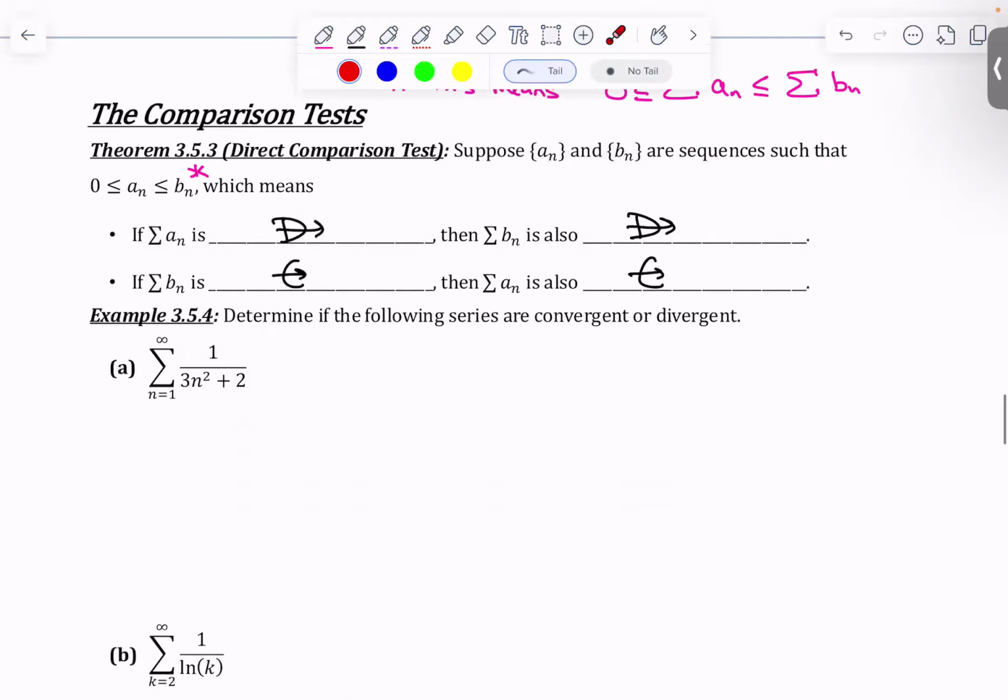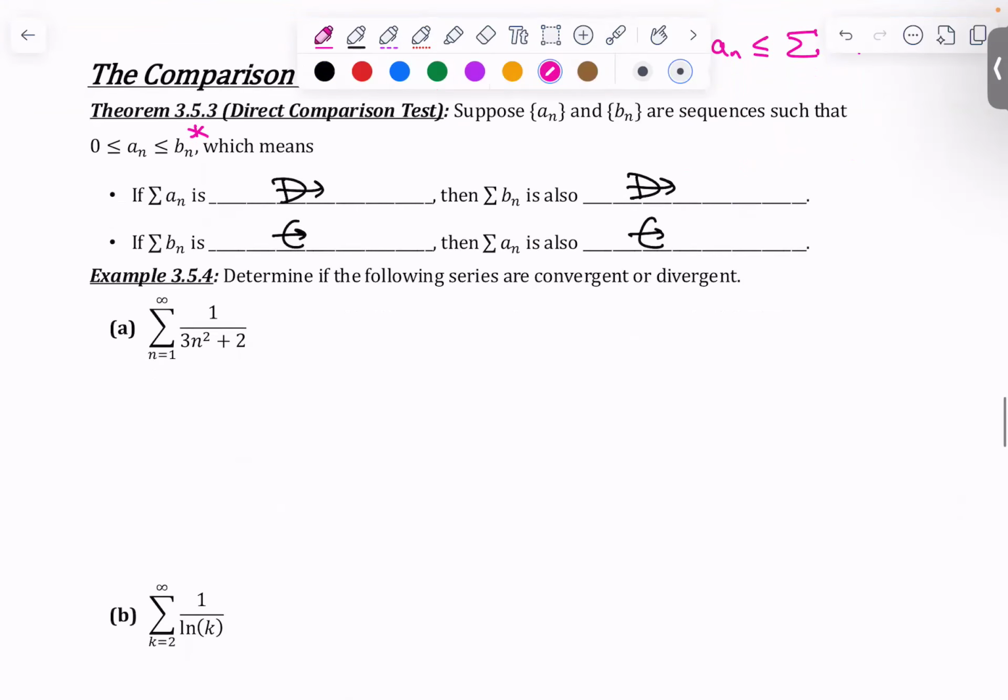So determine if the following series are convergent or divergent. We have the series from n equals 1 to infinity of 1 over 3n squared plus 2. Now, looking at that, that's very, very similar to just 1 over n squared.